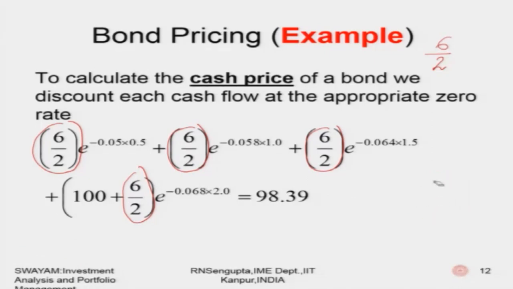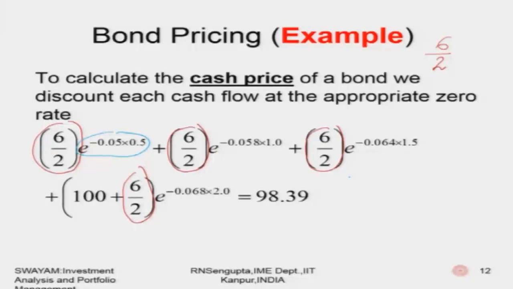So, the coupon paid each period would be 6/2. The first one we get after 6 months, the second after 1 year, the third after 1.5 years, and the fourth and last one after 2 years along with the principal amount. Let us consider these, in a different color, the multiplying factor. If you remember, in the table which was given, 6 months was given with an interest rate of 5%.